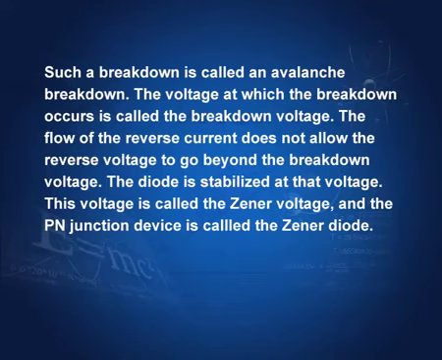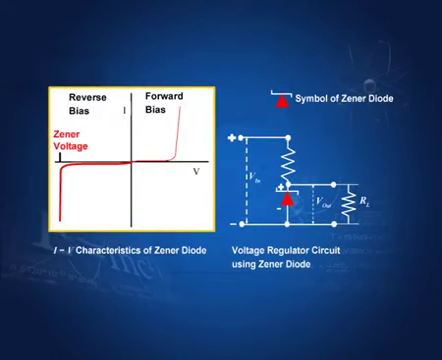The breakdown is called an avalanche breakdown, because a huge number of electrons start flowing. The voltage at which the breakdown occurs is called the breakdown voltage. The flow of reverse current does not allow the reverse voltage to go beyond the breakdown voltage. You see, this is the reverse voltage. Up to here it was very small, and at a certain voltage called the Zener voltage, a huge current flows through the diode, and therefore the voltage does not go beyond this predetermined Zener voltage.